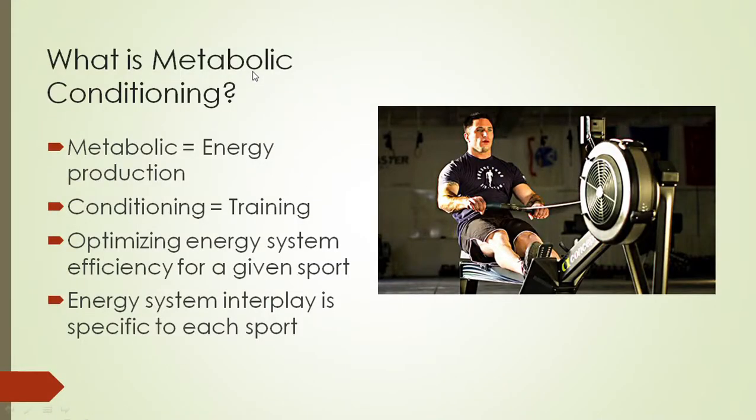So if we break down this term metabolic conditioning, we get the first word, metabolic, which refers to metabolism, which is basically energy production by the body. Then we get conditioning, which refers to training or optimizing this energy production. So we get this general definition that metabolic conditioning is optimizing energy system efficiency, and that's going to be specific to the sport.